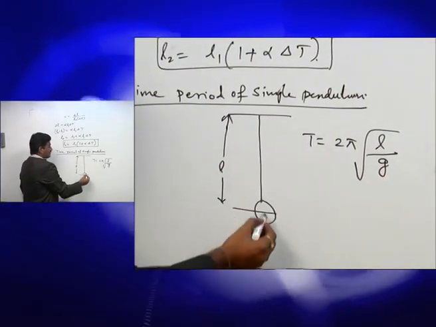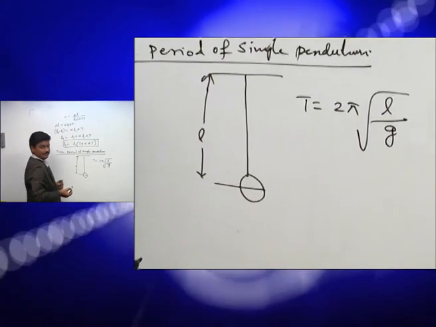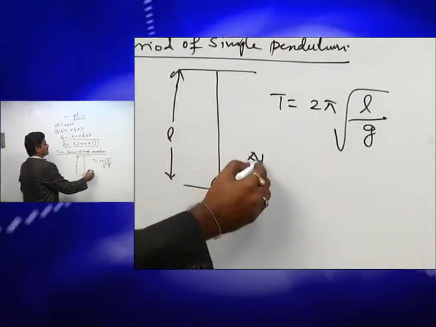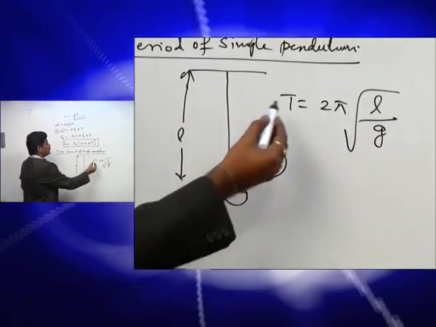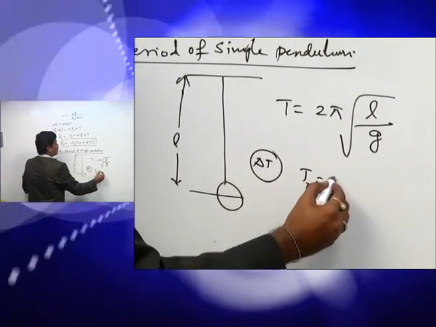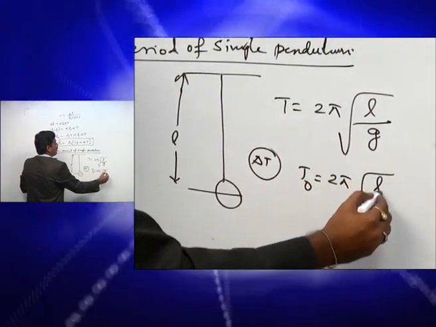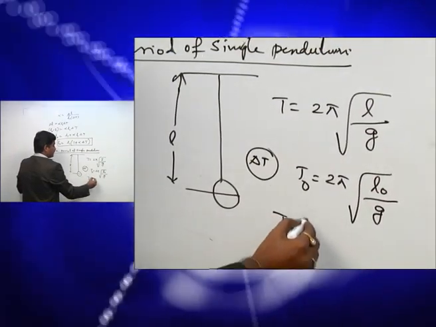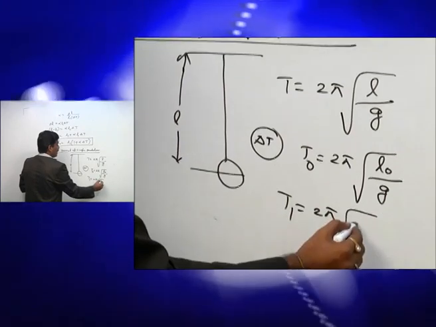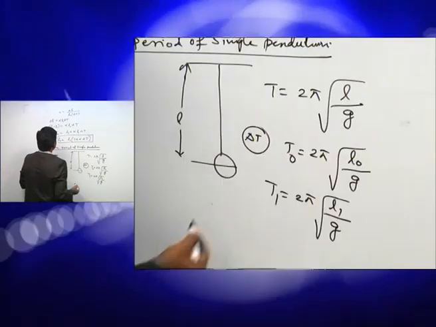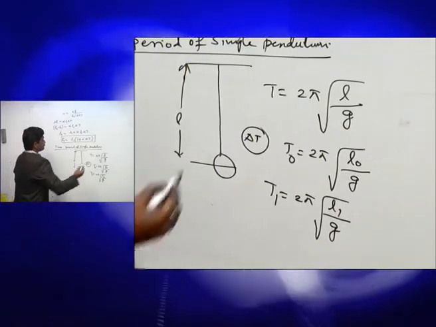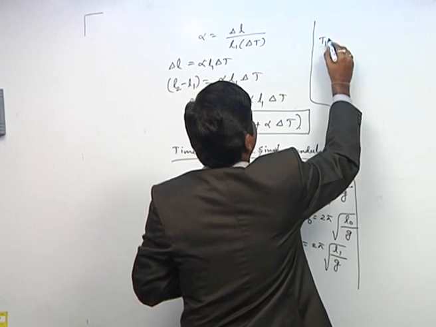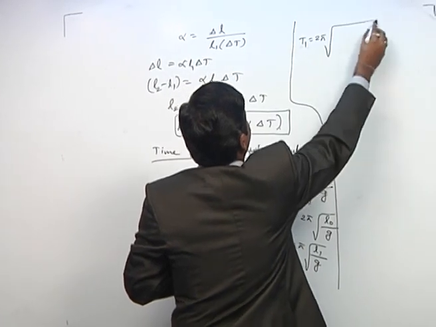As the temperature increases at that particular place, provided G is a constant, because the place is not varying, only what is varying is delta T, the temperature changes. Initial time period T naught, I am considering 2 pi under root of L naught by G here. Whereas as the temperature increases, time period T1 is equal to 2 pi under root of L1 by G here. If you are comparing these two results, T1 is equal to 2 pi under root of L1.